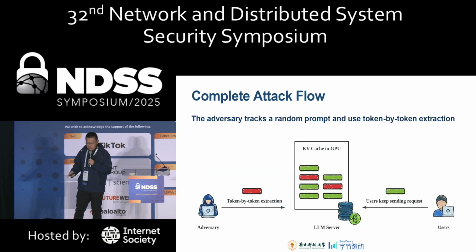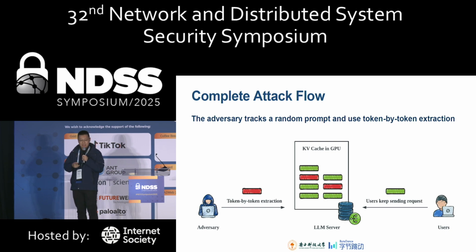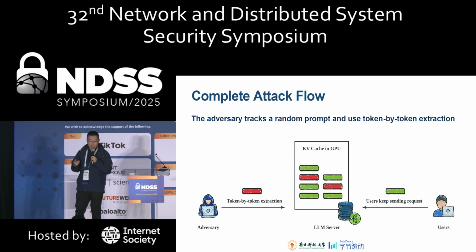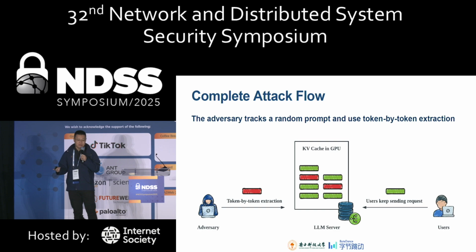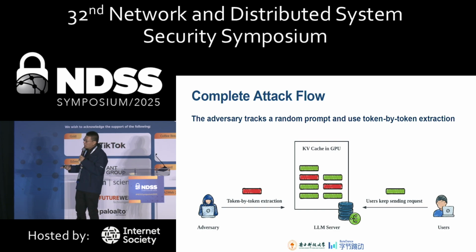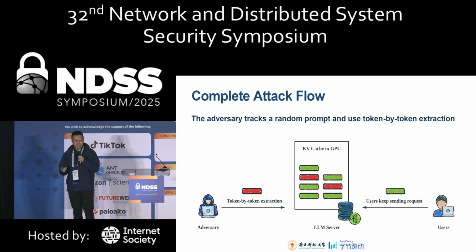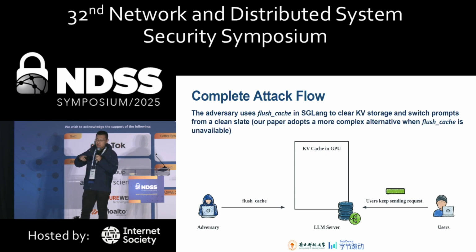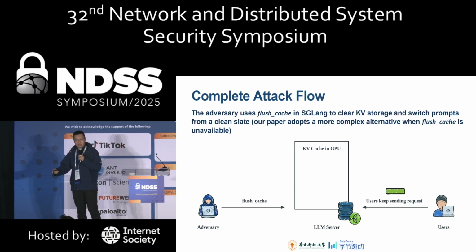Okay, so this is how the attacker can extract one token, and basically the whole picture is that the attacker will pick a random prompt from the user and try to do this extraction token by token until the whole prompt has been extracted. But sometimes the attacker may fail, either because there are some hard to guess tokens that just cannot be predicted, or another situation, which is also very common, that the KV cache is full, and the attacker can no longer reuse the KV cache. Then the attacker has to switch to a different user prompt to start over and steal information from a different prompt.